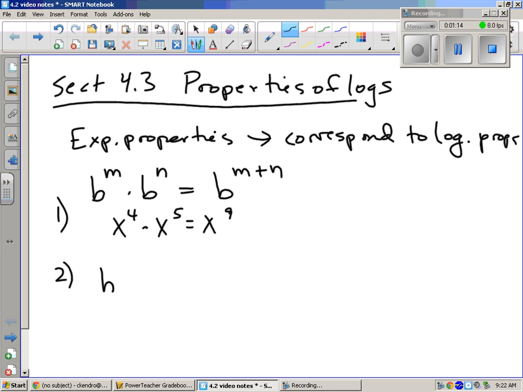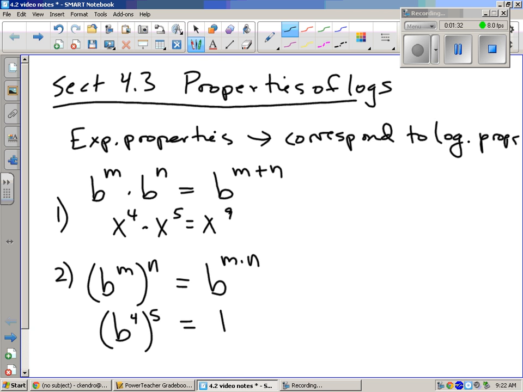Property number 2 is b to the m raised to the n, and that's a power to a power. Think of Power Rangers. When they cross their arms, it looks like an X, like multiplication. It becomes b to the m times n. So if I have b to the 4th raised to the 5th, that becomes b to the 20th.